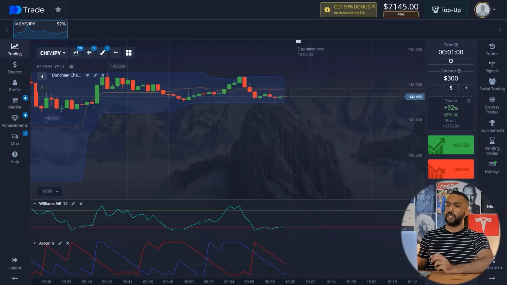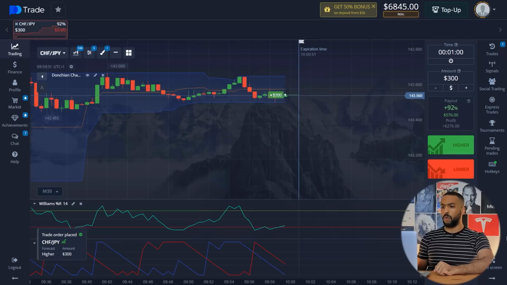So I opened PocketOption and you can see the price chart right now, which is familiar to all of you, of course, if you're watching my videos. And I have opened the price chart of the Swiss franc Japanese yen currency pair, and I got three indicators: the Donchian channel, Williams %R, and the Aroon. And I opened an up trade for $300 for 1 minute.